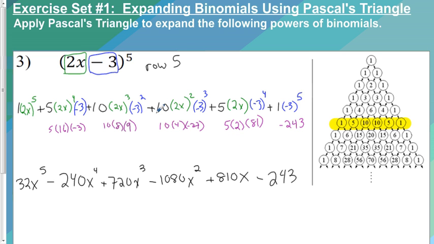So I hope you find this helpful when it comes to expanding a binomial by using Pascal's triangle.